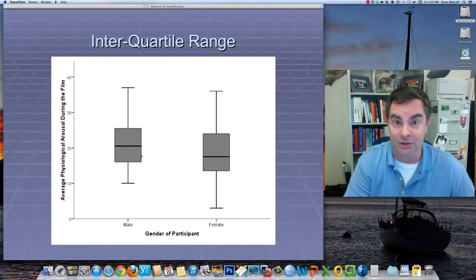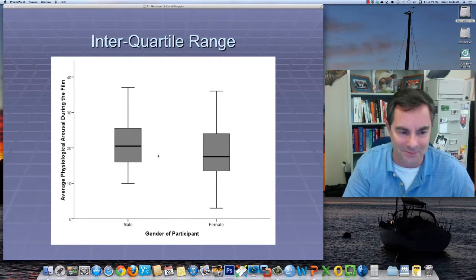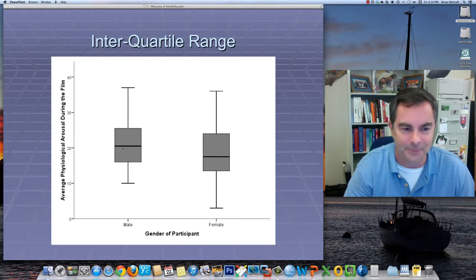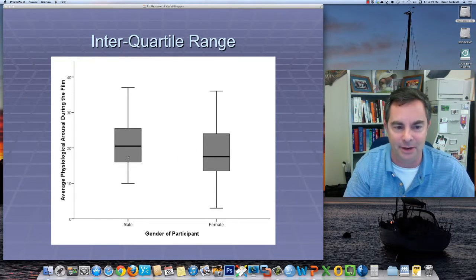Or maybe they actually do like the movies better. I don't know. But the fact of the matter seems to be that males have higher arousal during this movie than the females do. Anyway, that's the heavy lines there in the middle, the medians, okay?